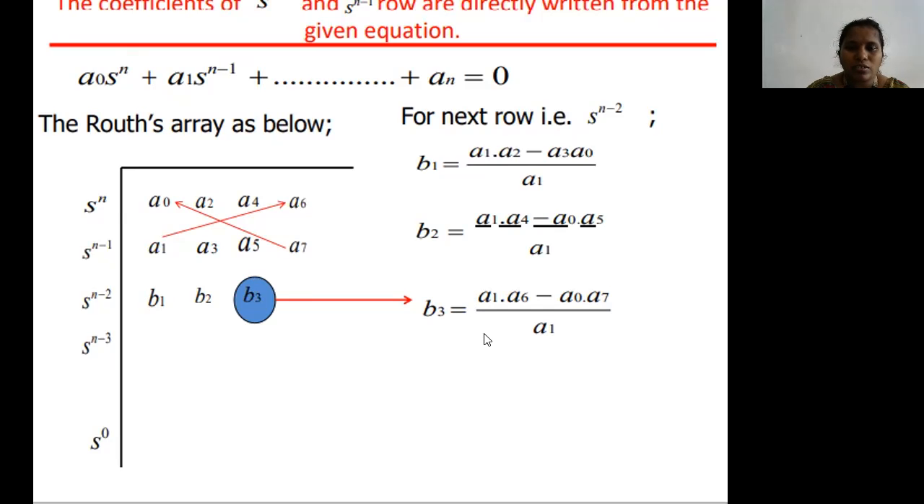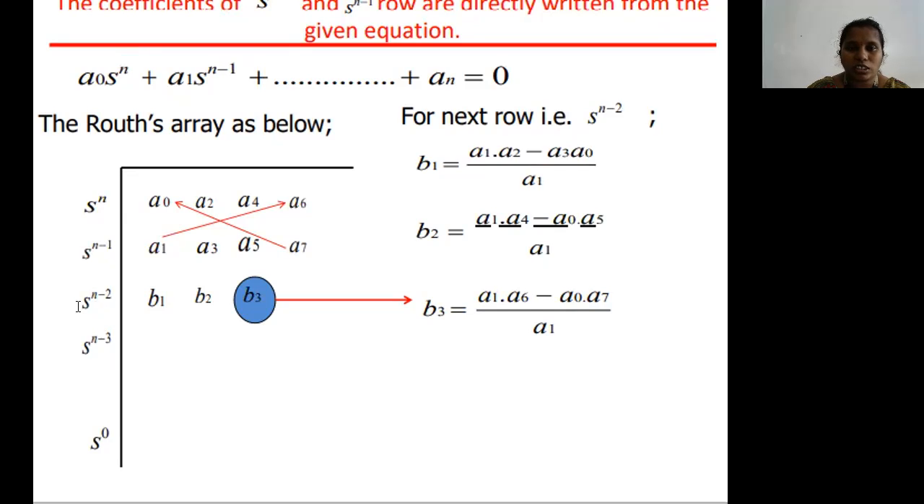The same technique is used for the next row, that is the s power n minus 3 row, but only the previous two rows are used. That means the s power n minus 1 row and s power n minus 2 row should be used to determine s power n minus 3. Why? Because to determine the values of s power n minus 2, we used the rows s power n and s power n minus 1, right? So to determine the row values of s power n minus 3, we have to use only the two rows which are just above the s power n minus 3 row.